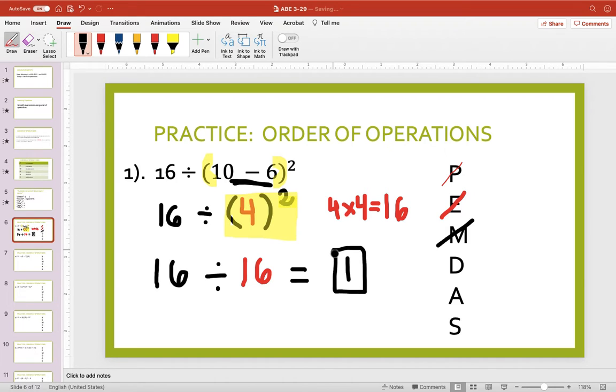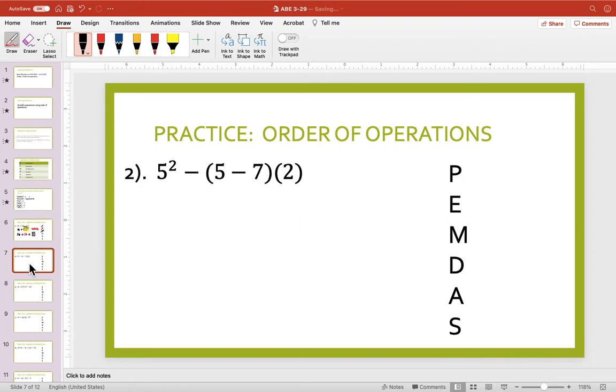Now, this is your first problem. I want you to understand you're going to need to do a variety of problems to fully be comfortable with this whole process of order of operations. Usually I take about 2 weeks to do this. Let's go ahead and look at another example.